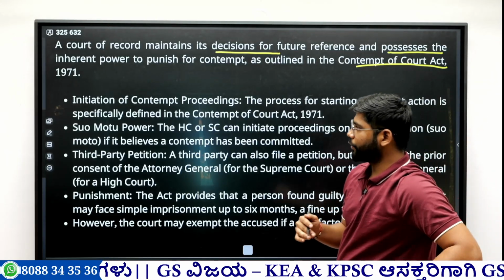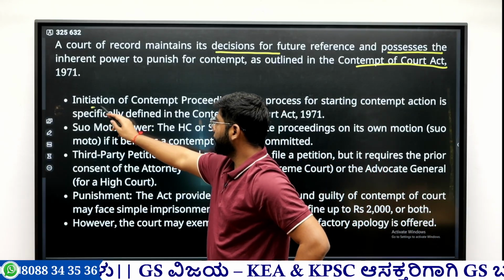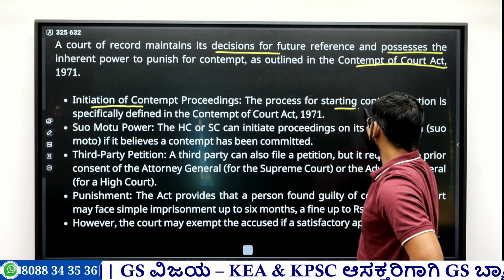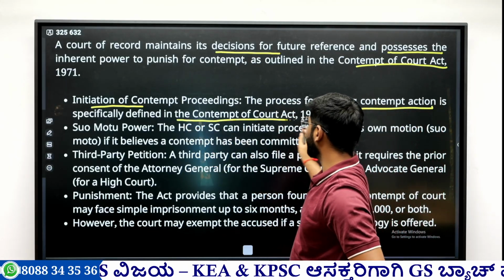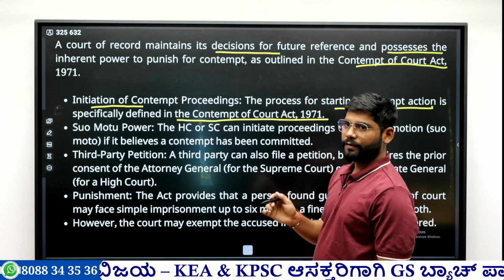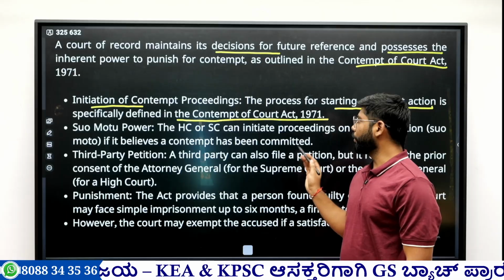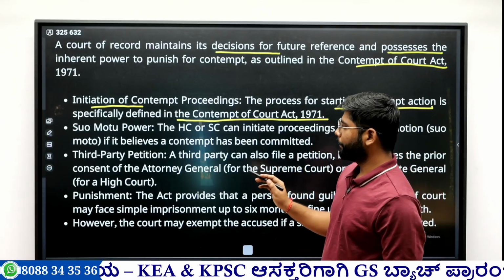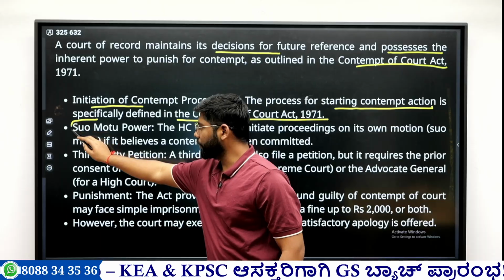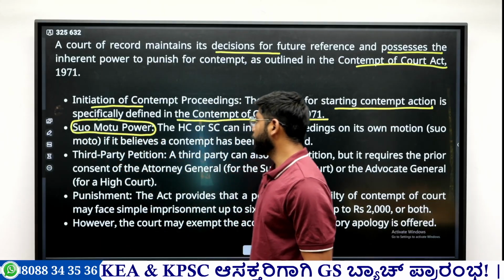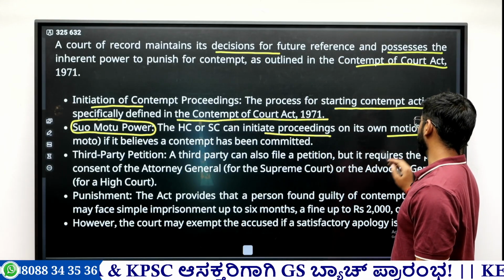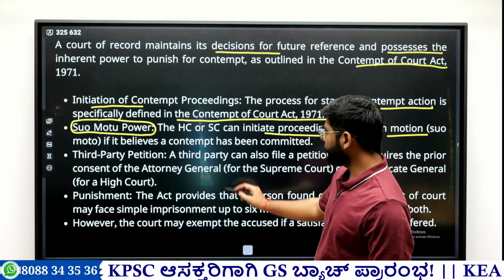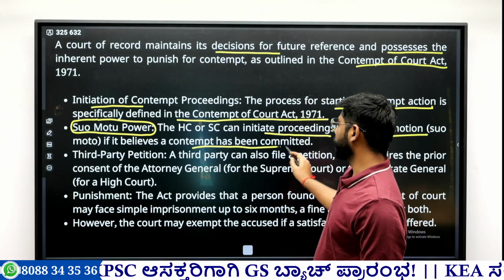Now when it comes to procedure, how the initial procedure will be initiated, the process of starting contempt action is specifically defined in the Contempt of Courts Act, 1971. Now when it comes to contempt of court, suo motu power is there. The High Court or Supreme Court can initiate proceedings on its own motion, if it believes there has been contempt committed.